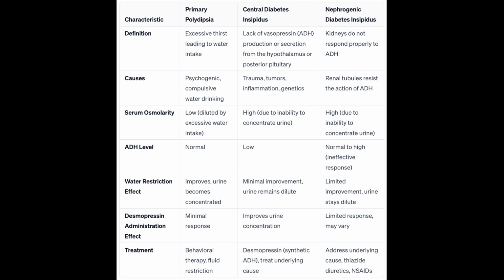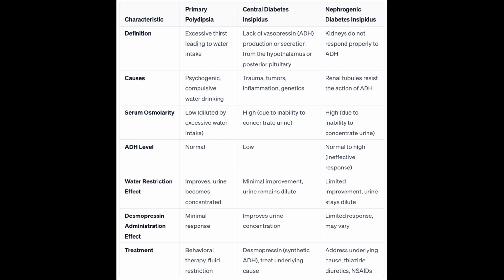In summary, a urine-specific gravity less than 1.006 in primary polydipsia and diabetes insipidus reflects the dilution of urine caused by either excessive water intake or impaired water reabsorption by the kidneys. Urine osmolality is usually less than 300 milliosmoles per kilogram.